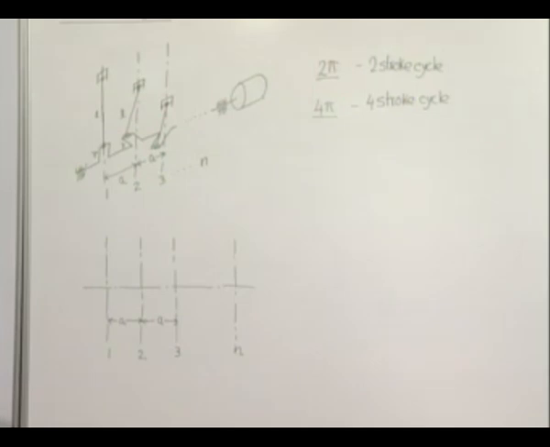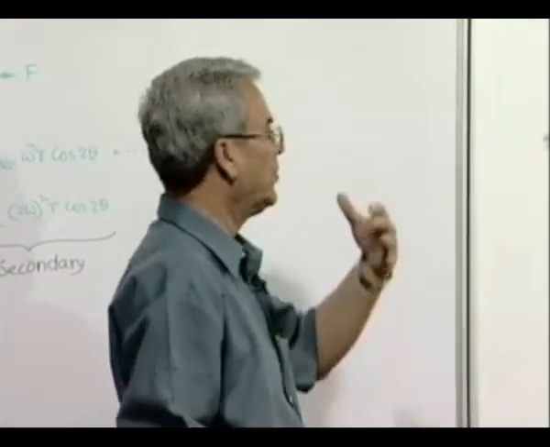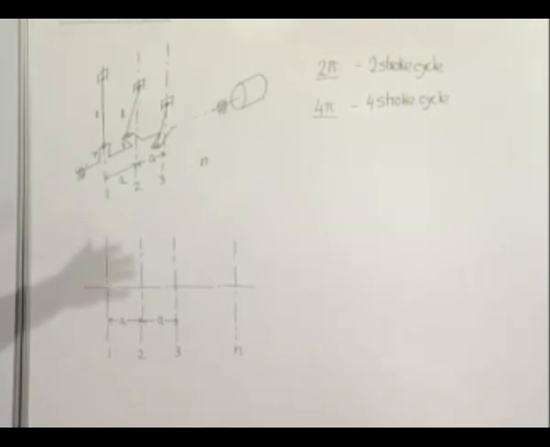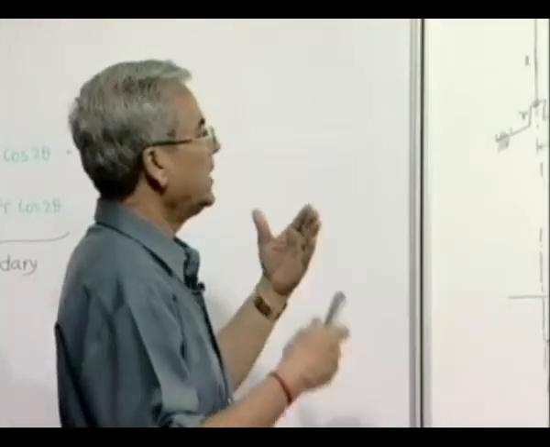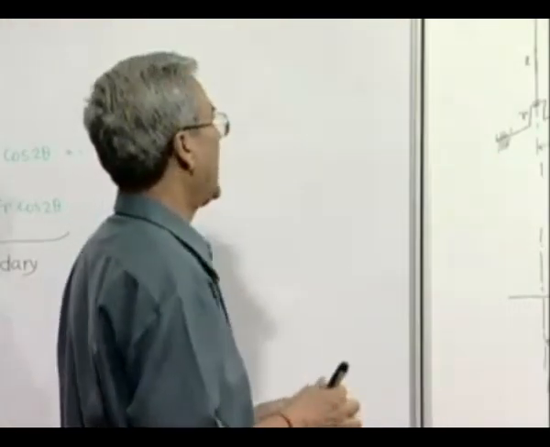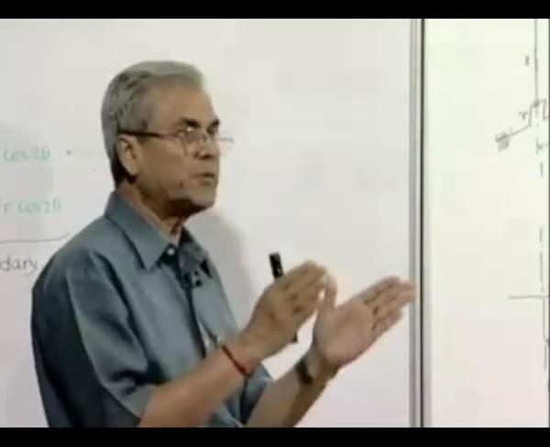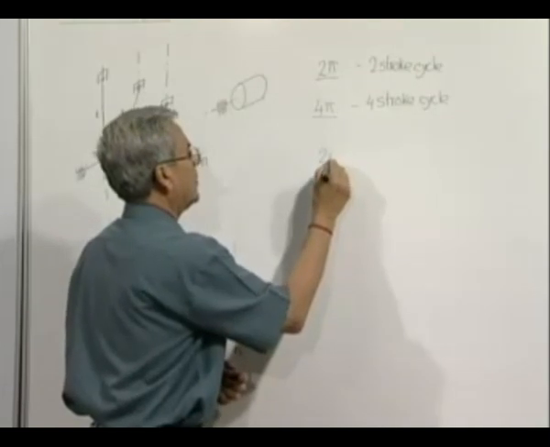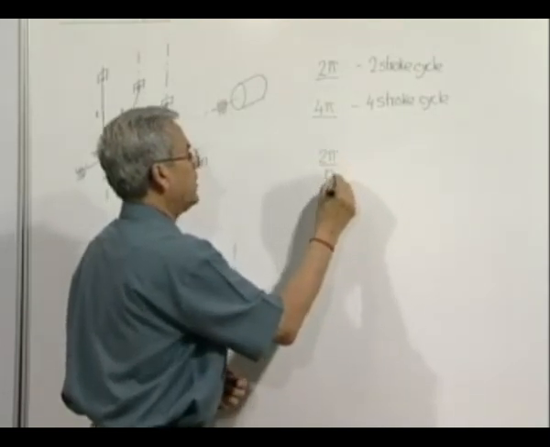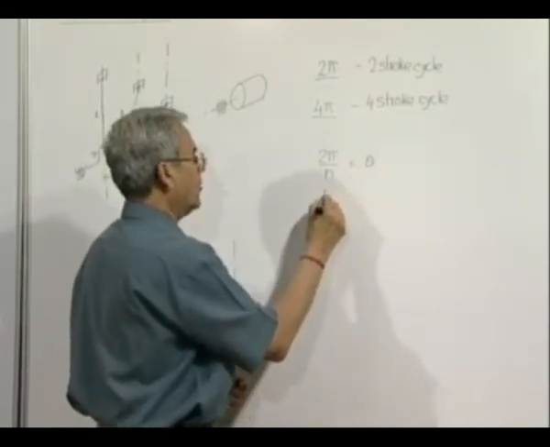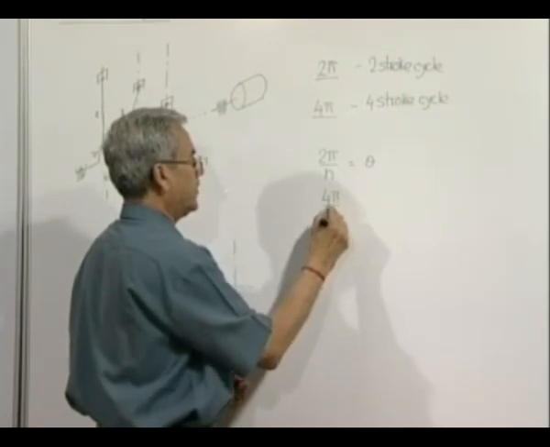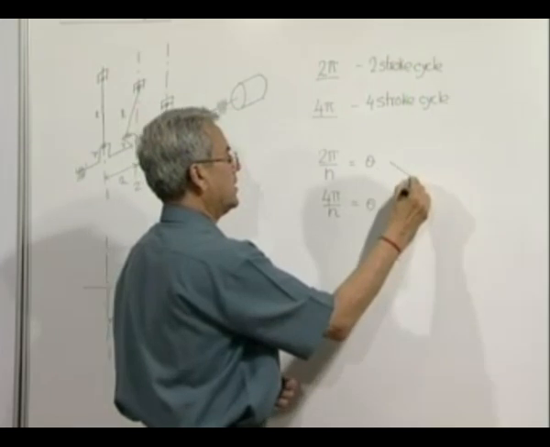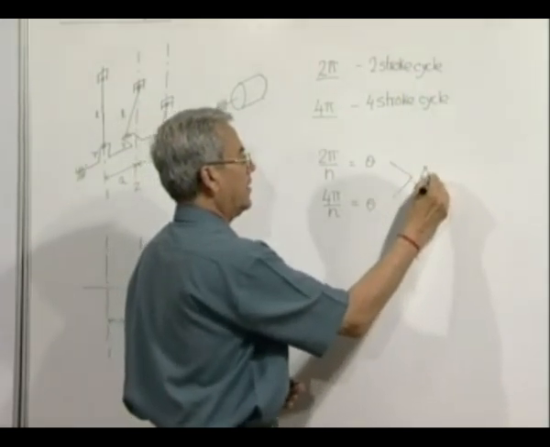So, if we have to distribute the firing uniformly over this whole period of the crank rotation, either 2 pi or 4 pi, then the angle of rotation of the crankshaft between consecutive firings will be either 2 pi by n or 4 pi by n. This is the angle.